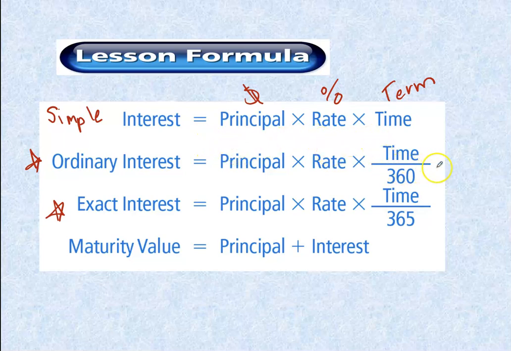Principal times rate times time over 360. So when you're dividing, like we did with months and days in the simple interest, you're dividing by 360 in this one, and you are dividing by 365 in this one. So please write down these two. And then the maturity value, which we just talked about, is your principal, the money, plus the interest you have to pay, the amount you're going to have to pay to borrow the money from someone.